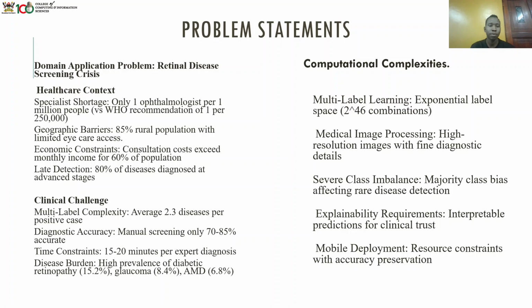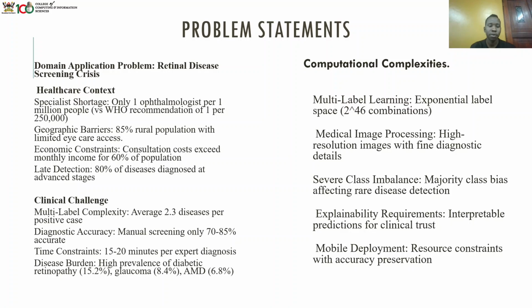So the problem statement is whereby our domain application problem is, back in the days there was only one ophthalmologist to attend to over 1 million people. The World Health Organization was recommending at least one per 250,000 people. So that makes it very intense and it causes a lot of the population not to be attended to quickly.